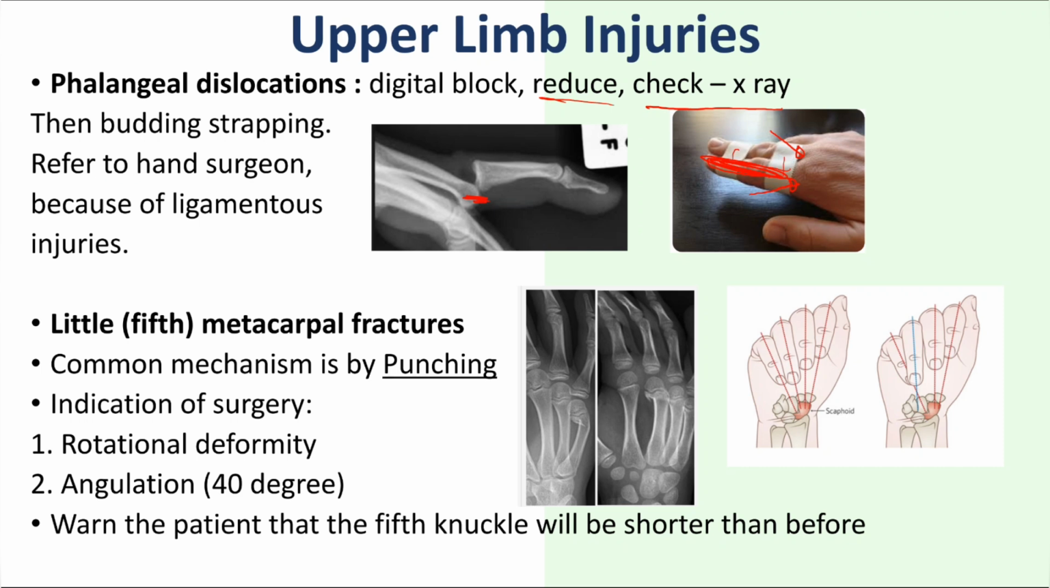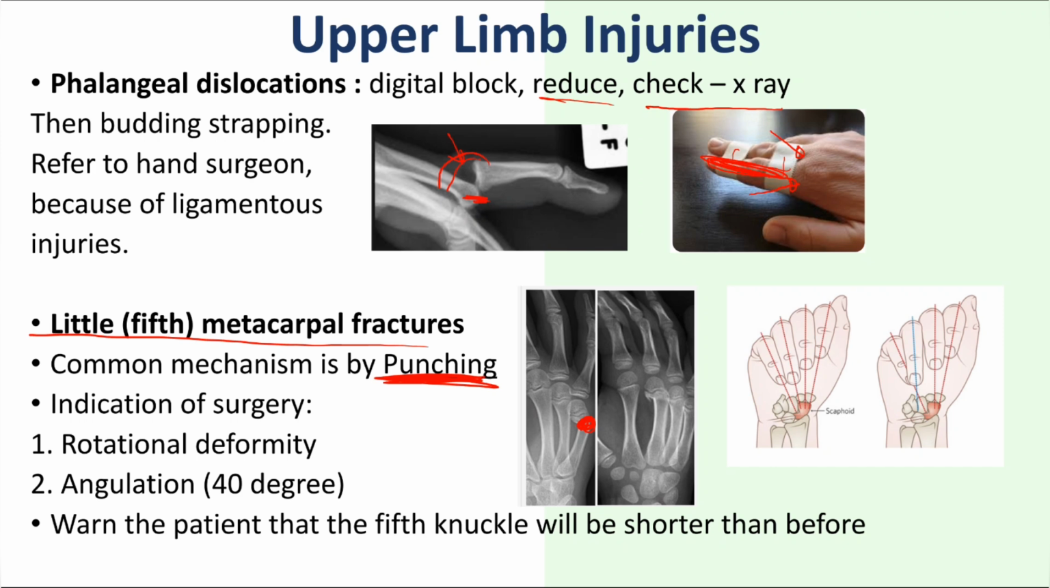Why do you refer to the hand surgeon? Because of the ligamentous injury around the injury. Coming to the little or fifth metacarpal fracture. For the little finger, it has a metacarpus. If this metacarpal head is fractured, the commonest mechanism is due to punching. Always ask about fighting.